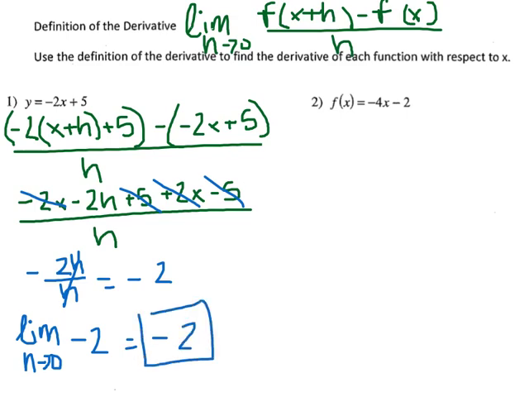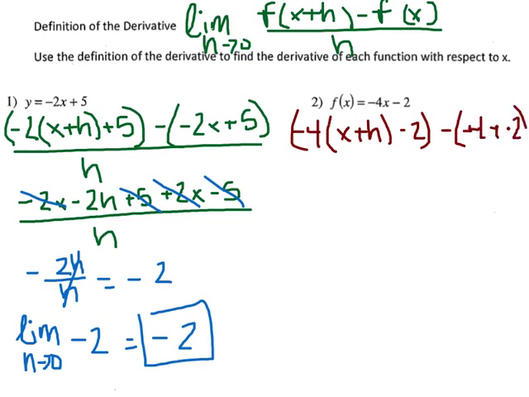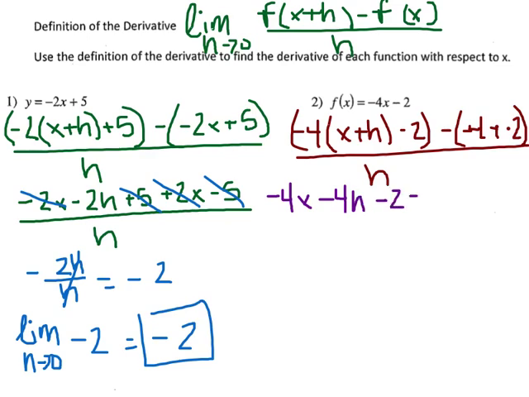Now let's do the next one. We have f of x plus h, so that'll be -4 times x plus h minus 2, minus f of x, which is our -4x minus 2, all over h. Let's go ahead and do some multiplying out. That's -4x minus 4h minus 2 plus 4x plus 2 all over h.